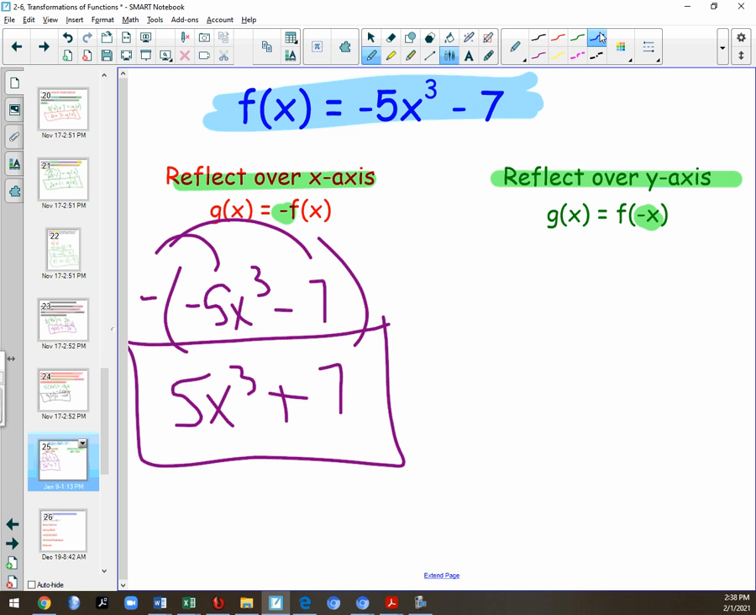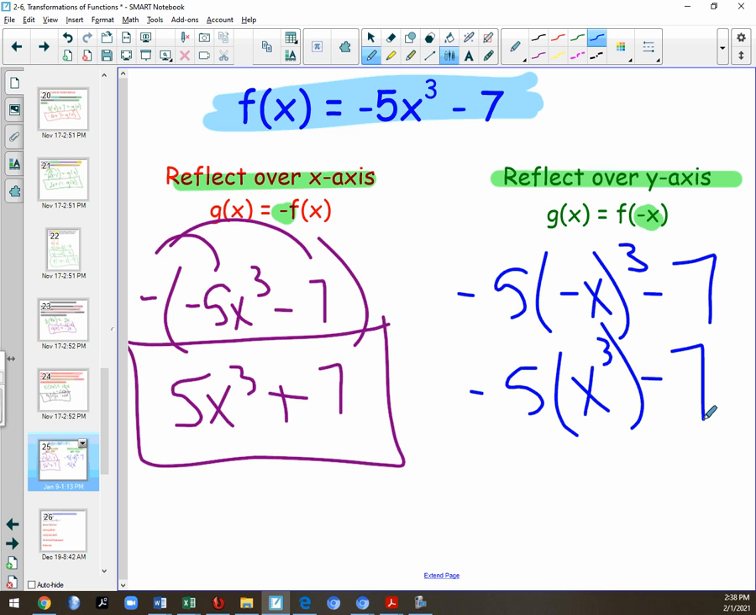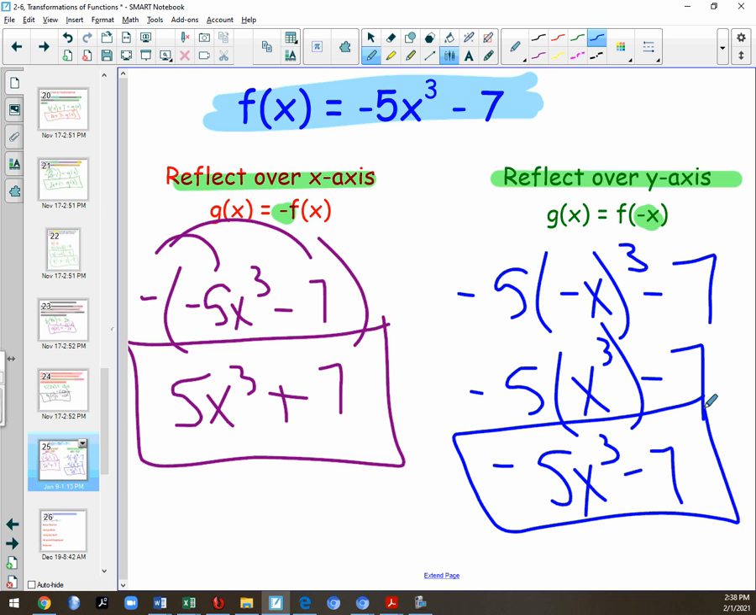Over on the next one, I'm going to replace x with a negative x. When I have a negative times a negative times a negative, it becomes a positive. So I have negative 5 times positive x cubed minus 7, which gives me negative 5x cubed minus 7. Meaning when it is reflected over the y-axis in this particular problem, the function does not change, and that is okay.